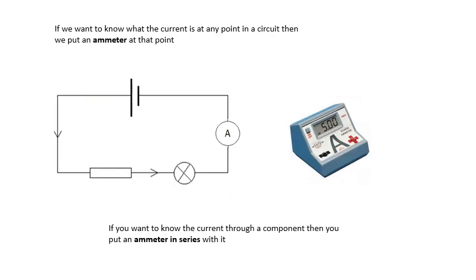If we want to know the current at any point in a circuit, then we use an ammeter, and we put the ammeter in series. If we want to know the current going through something, then if we put an ammeter in series with it, the current is going to go through the ammeter, and it will tell us what the current is. Remember, ammeter in series, voltmeter in parallel. Voltmeters, that's the next video. But ammeters in series.